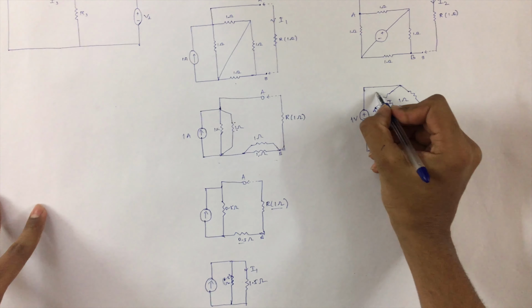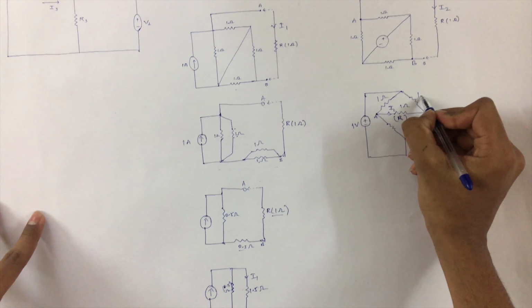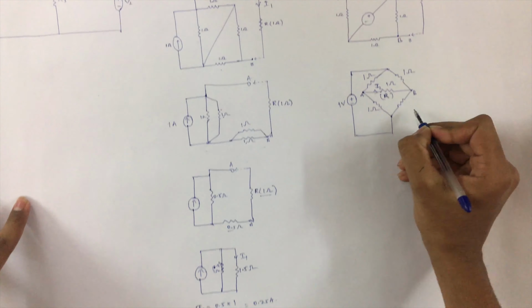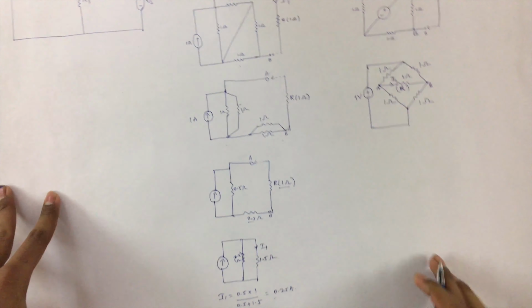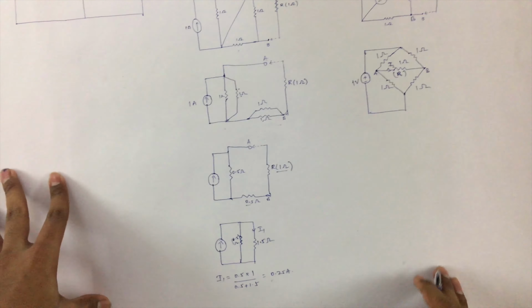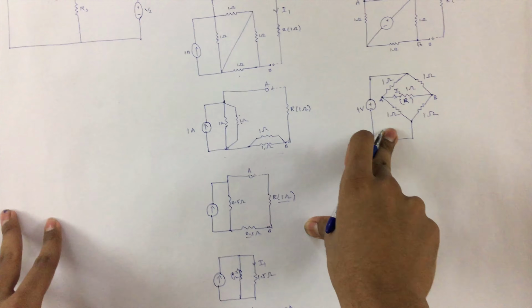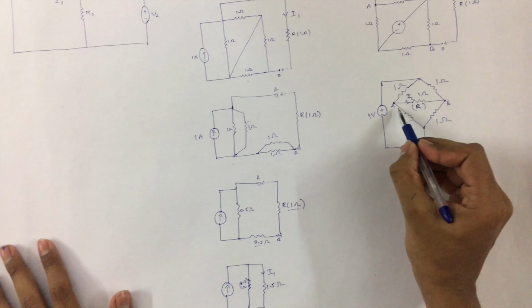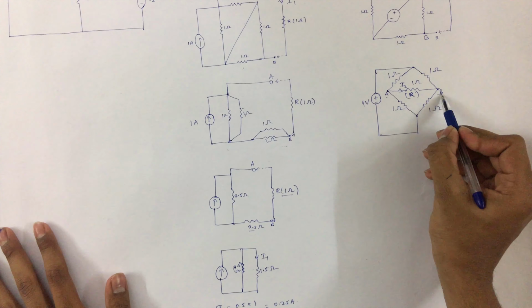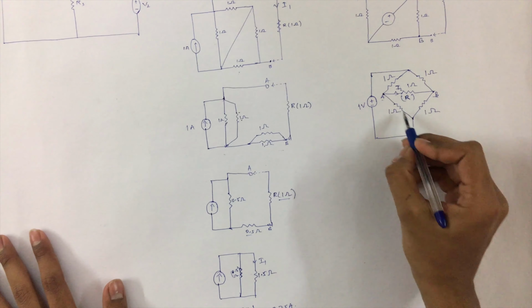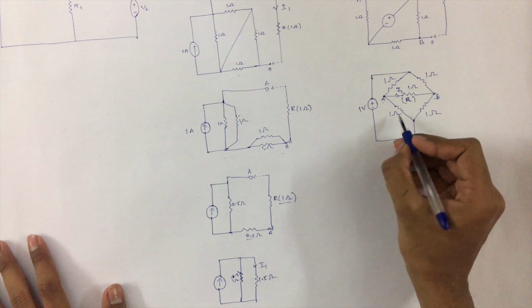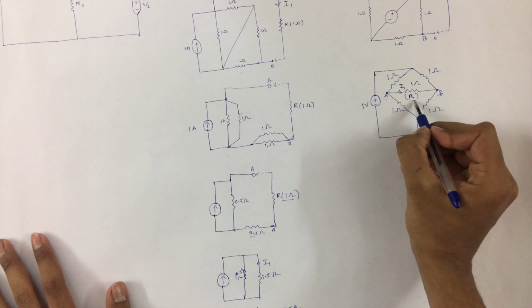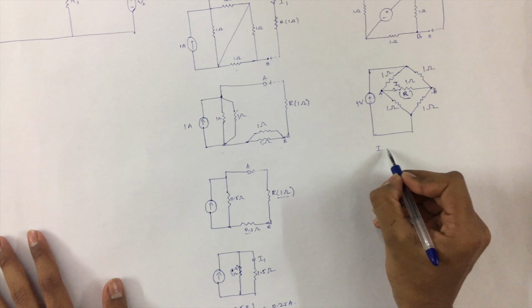Now we are assigning the values respectively 1 ohm, 1 ohm, 1 and also 1. As we can see, here we got a Wheatstone bridge which is balanced. So according to the theory, in a balanced Wheatstone bridge, the current between these two points would be 0 since it is balanced and there is no potential difference. So the current I2 flowing through the resistive element R is 0.